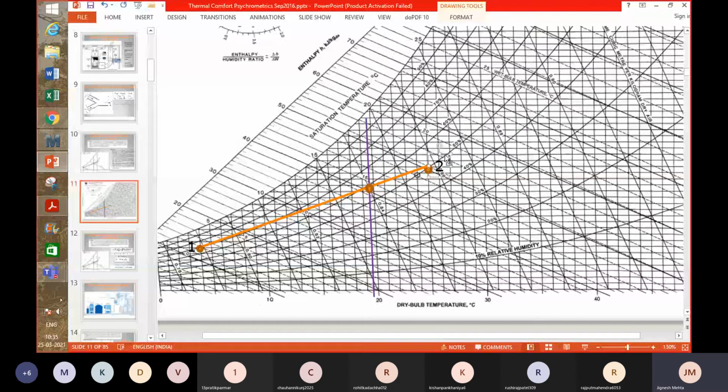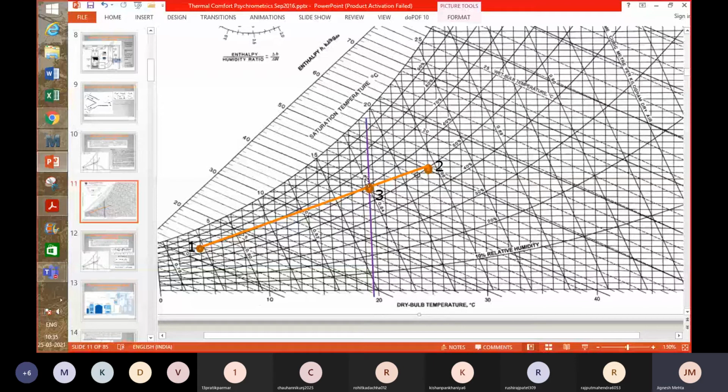So this is how you are able to locate the point 3, and then once you get this point, you can get all other properties of air, right? You can either read it from the chart or you can get it with the help of a formula, right? So 19.6 is the dry bulb temperature.